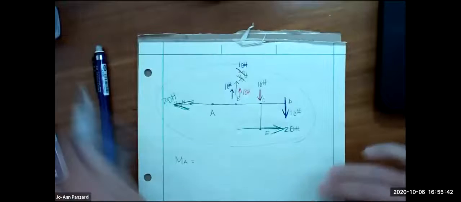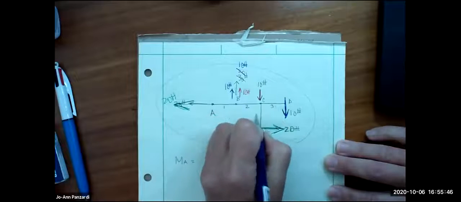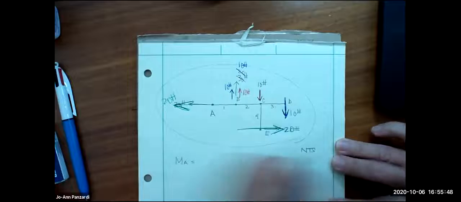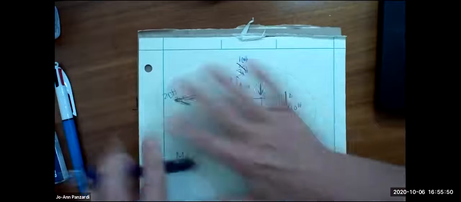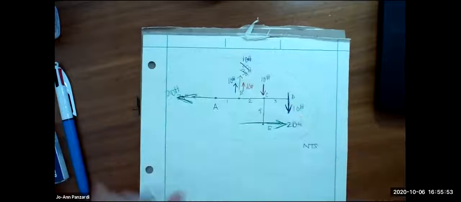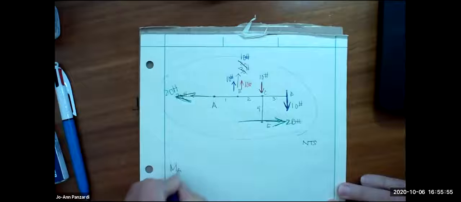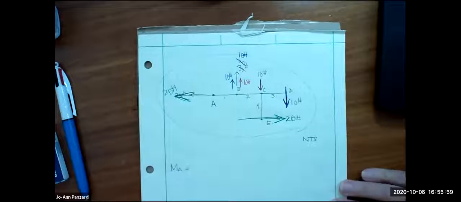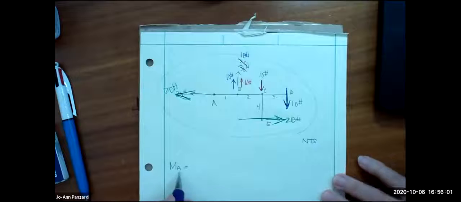And now let me give you distances. 1, 2, 3, 4. Of course, not drawn to scale. Okay, so let's do the moment about A. So we're back up to the top, Amani. So let's treat these as couples. What's the first couple you see?